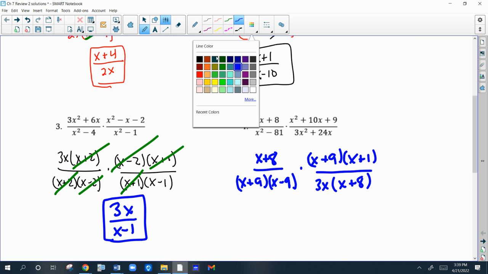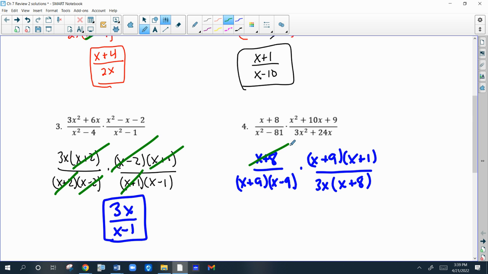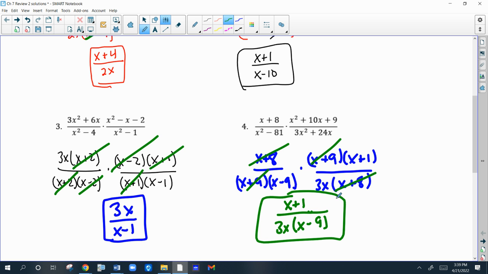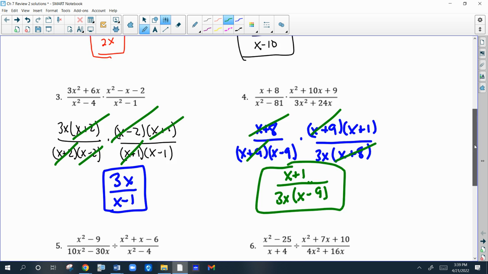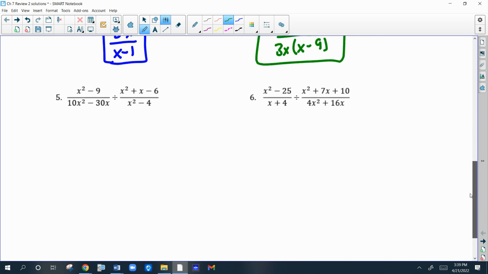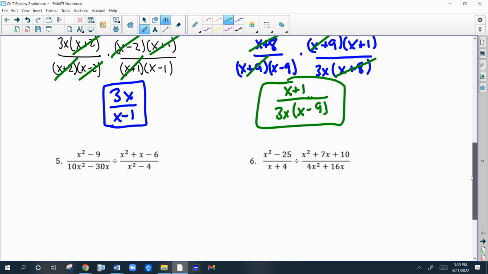Cancel the tops and the bottoms, anything you see. So x plus 8 with x plus 8, x plus 9 with x plus 9, nothing else. So I'm left with x plus 1 up top, and the 3x times x minus 9 on the bottom, and that is it. So we'll go ahead and try to finish this page here. This single page, everything's the same, basically.